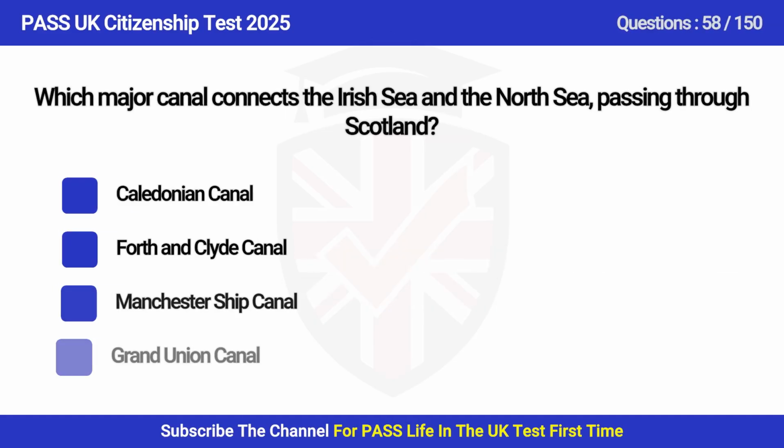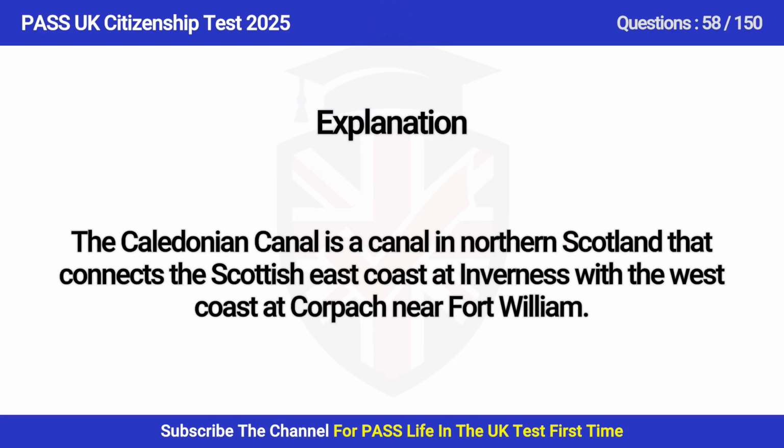Question 58. Which major canal connects the Irish Sea and the North Sea passing through Scotland? A. Caledonian Canal, B. Forth and Clyde Canal, C. Manchester Ship Canal, D. Grand Union Canal. Answer is A. Caledonian Canal. The Caledonian Canal is a canal in northern Scotland that connects the Scottish east coast at Inverness with the west coast near Fort William.